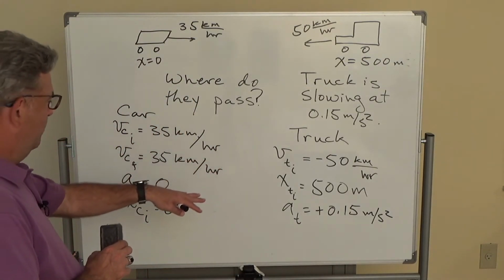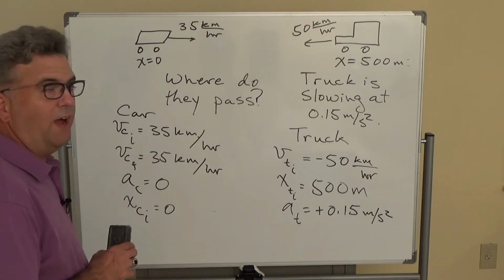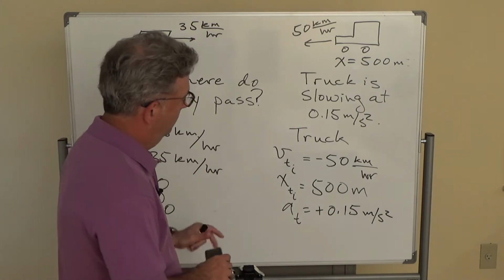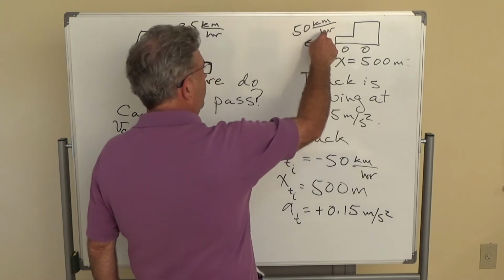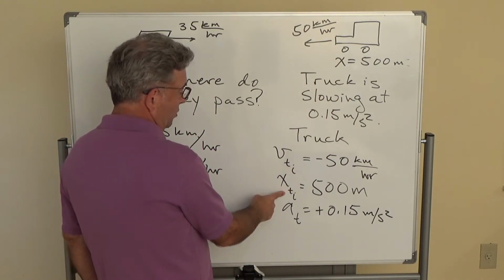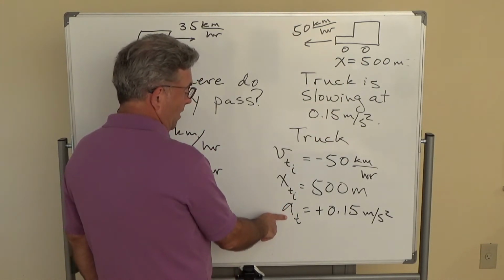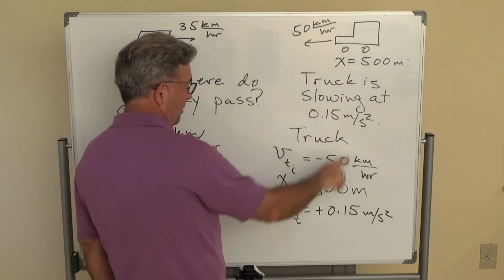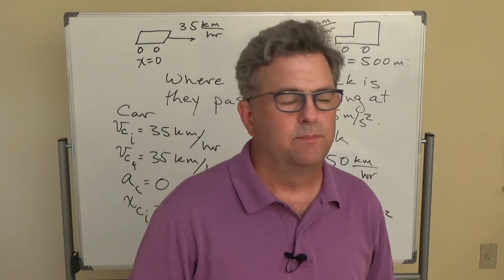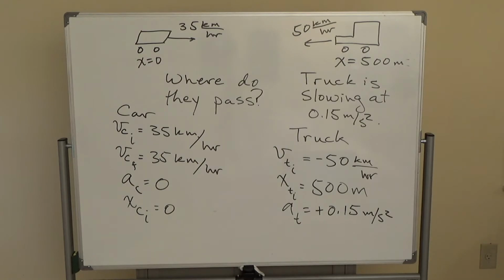You got this. For the car, not much going on: 35 kilometers per hour, positive. For the truck, negative 50 kilometers per hour. That's V truck initial. X truck initial is down here at 500 meters. And the acceleration of the truck is positive 0.15 meters per second squared. Okay. So the question is, where do they meet?